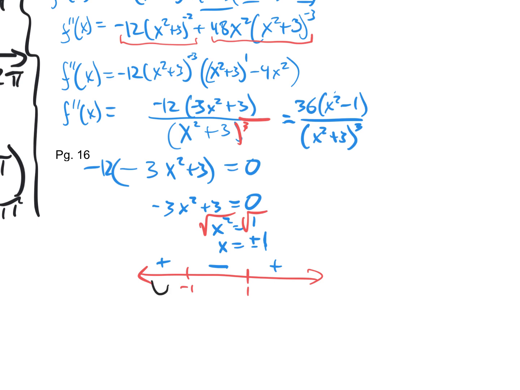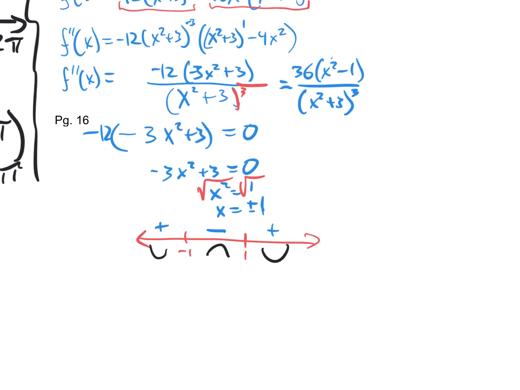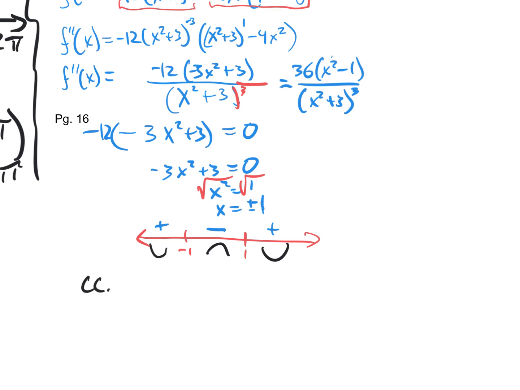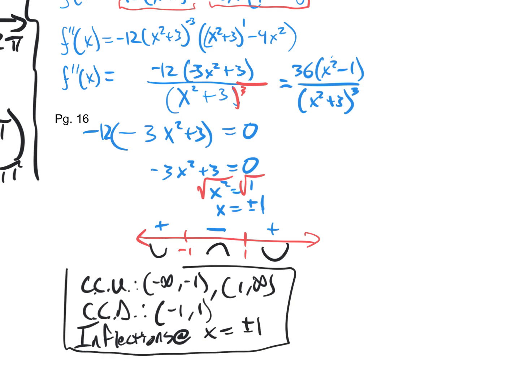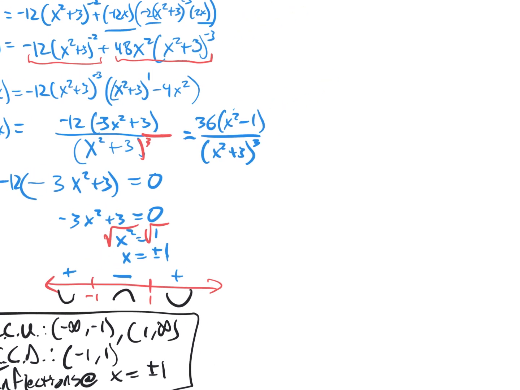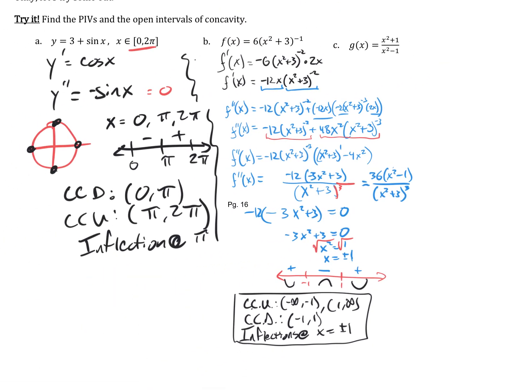What that means is we have concave up, concave down, concave up. All right, so concave up is going to be from -infinity to -1, and from 1 to infinity. Concave down is going to be from -1 to 1. And our inflection values happen at x equals plus and minus 1. All right. So a bit of work to get that second derivative, but that's the idea there.